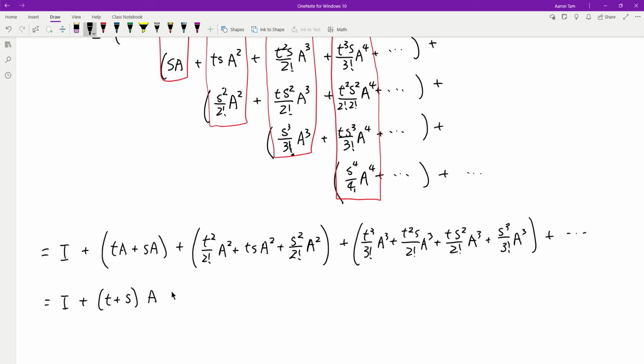Now for this one right here, I'm actually going to factor out 1 over 2 factorial, and I actually wind up having this. Oh, actually, I'm going to pull out the a too. And for the third one, I'm going to pull out 1 over 3 factorial, and also the a to the third, of course. Then this will come out to be this.